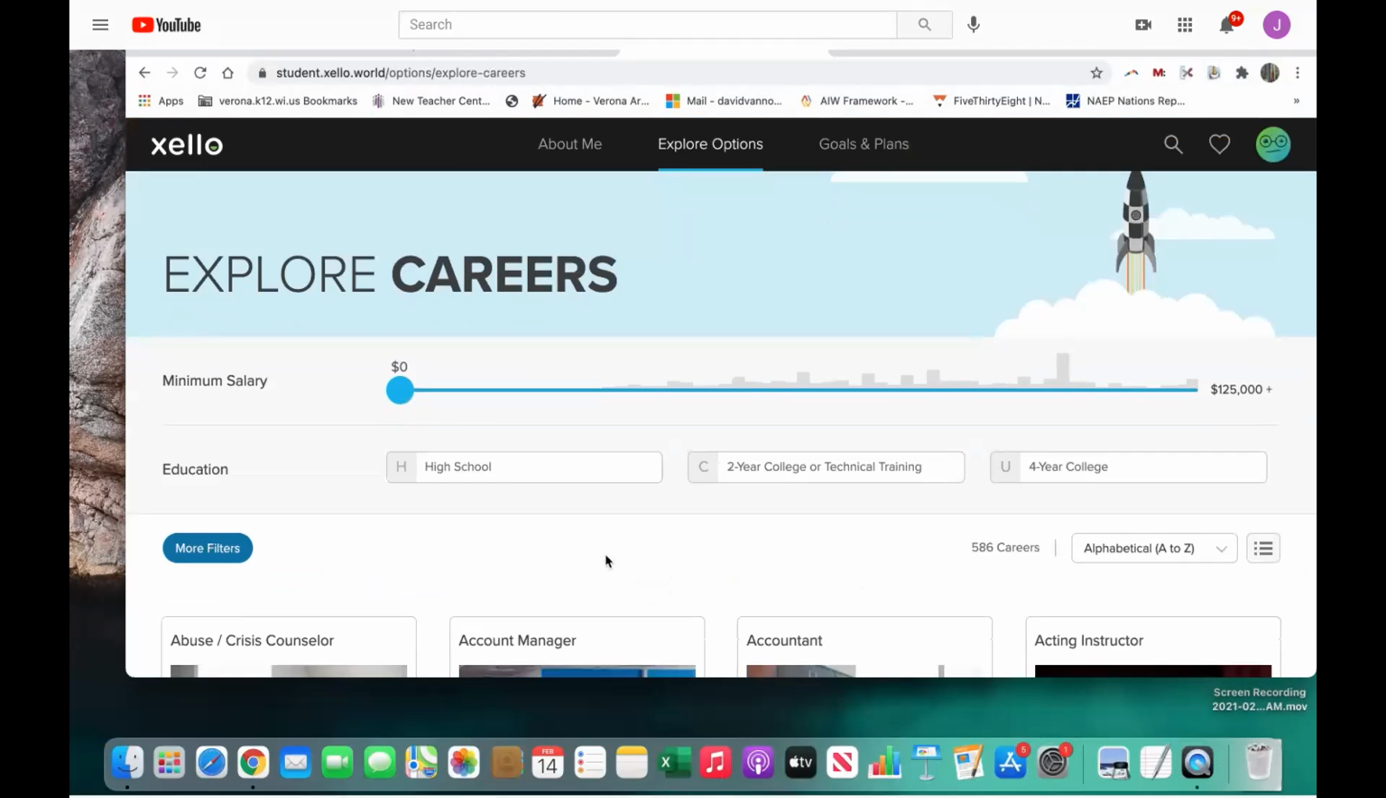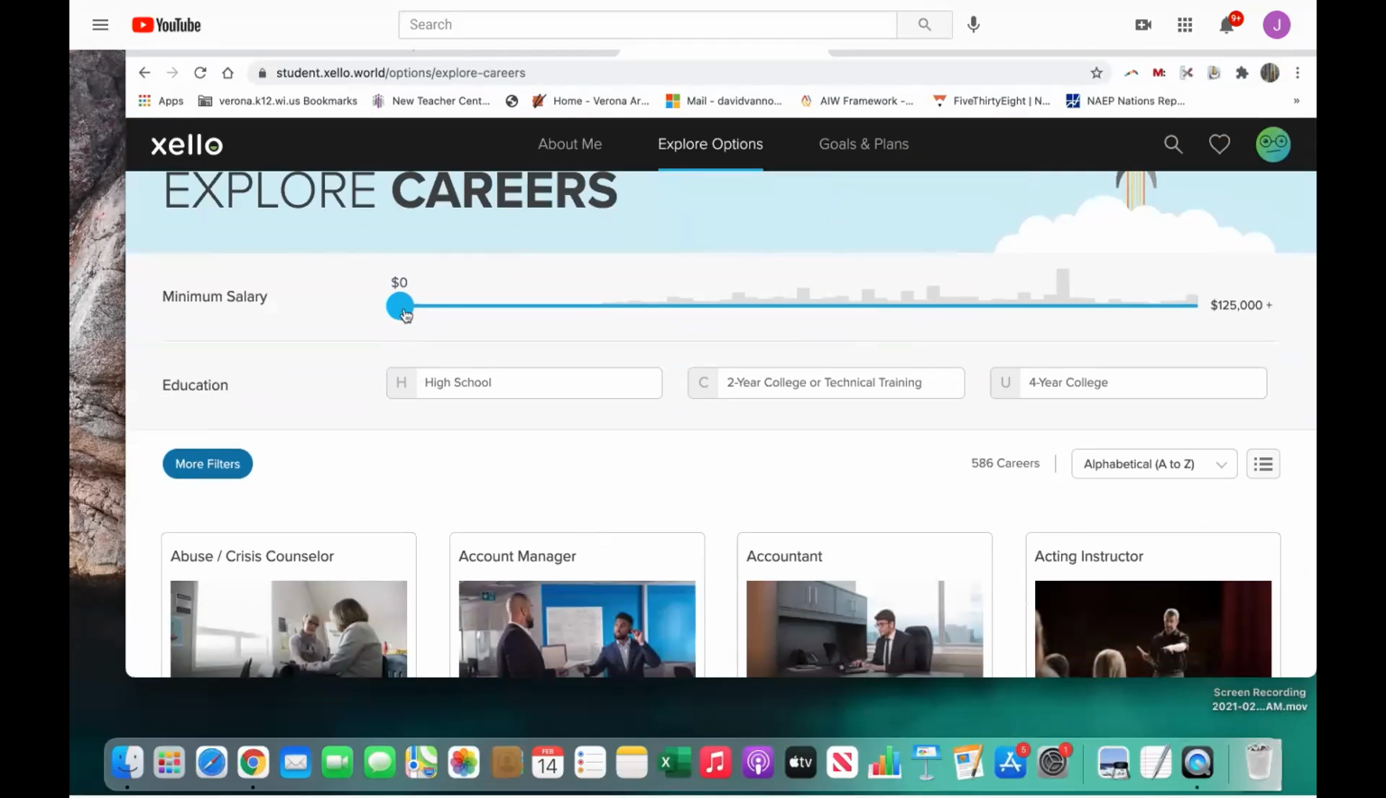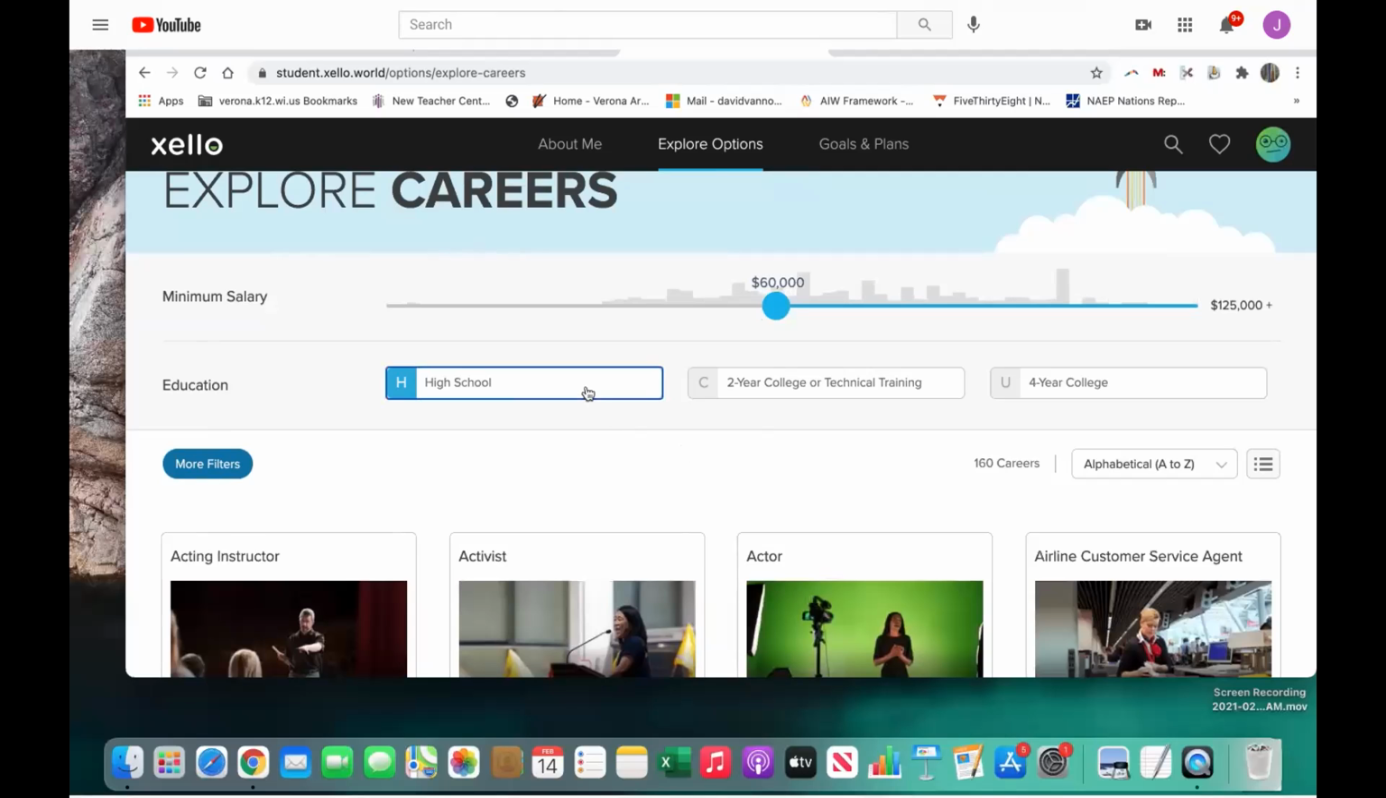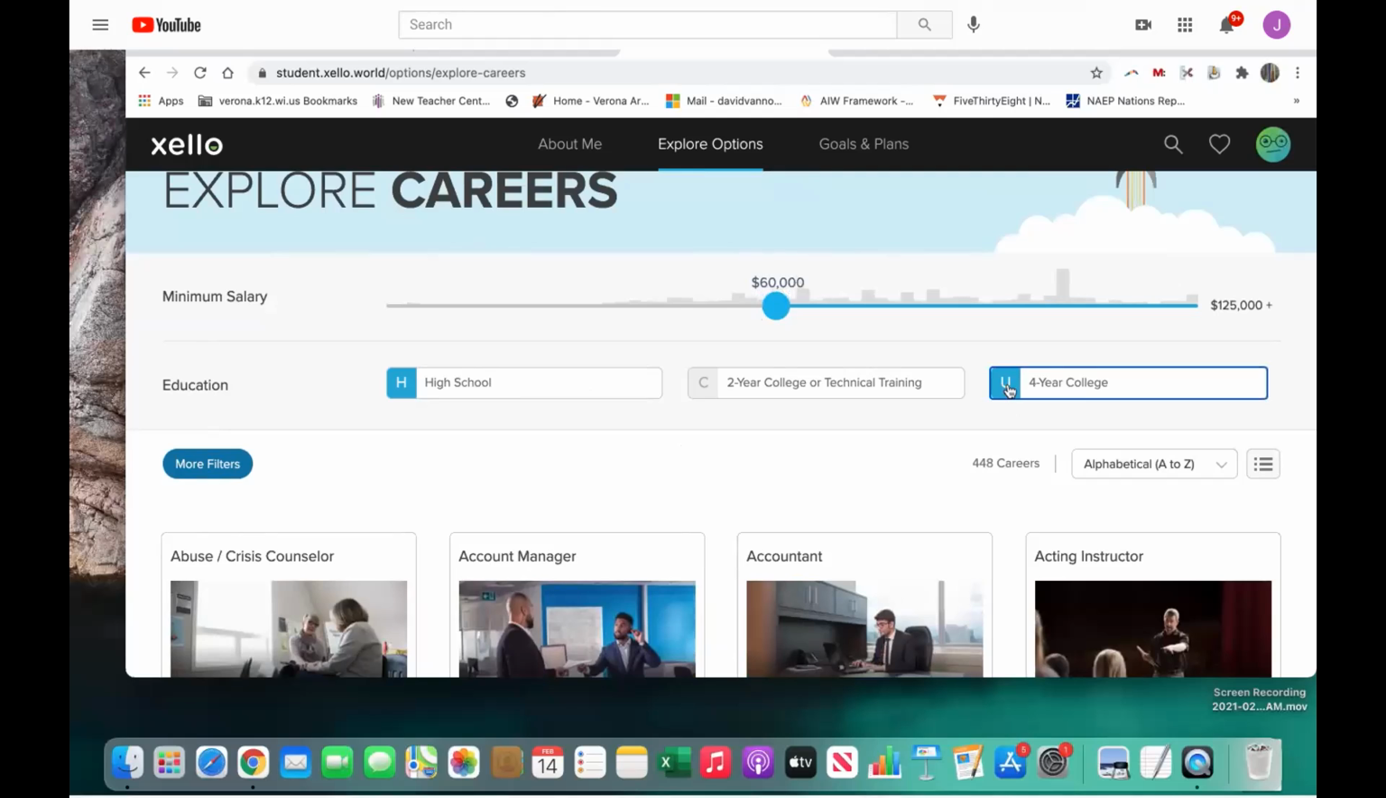And here's a place where you can select 3 careers you're interested in. It's kind of nice because you can set up some parameters. So you can set a minimum salary. So say I want $60,000, okay? And then you can set the amount of education. So if I just set high school, you can see there's 160 careers. If I also include college, 444, okay?